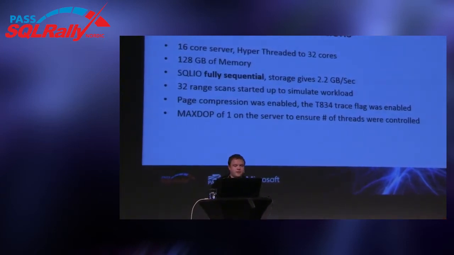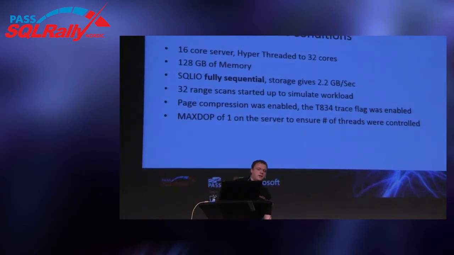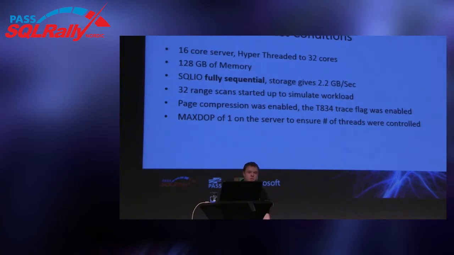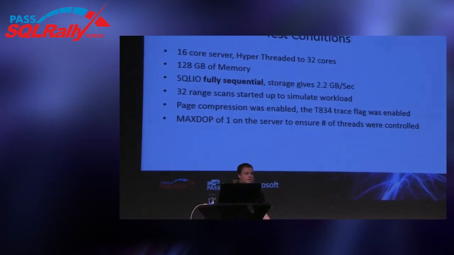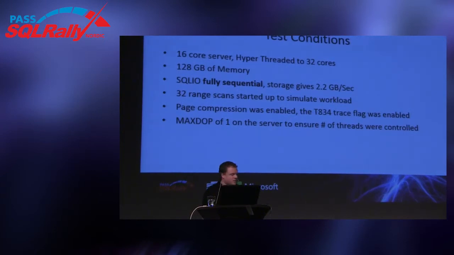16 core server with hyper-threading on, 32, 128 gigs of RAM. SQL I/O fully sequential on the storage and fully saturated would give back 2.2 gigabytes per second. Now, I wasn't expecting to get that because if I'm just running a single table scan, it's not going to get to that saturation point, but I still wanted to know where we were. And 32 range scans, which scanned a partition boundary, were started up to simulate the workload. Page compression was on, and that 834 trace flag was on, and we had max DOP on the server set to 1 to make sure that it didn't go parallel on its own.